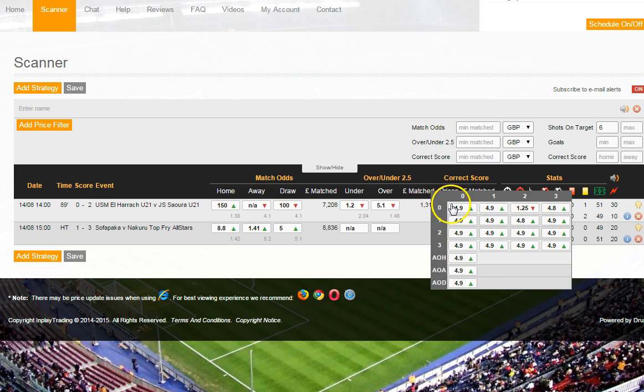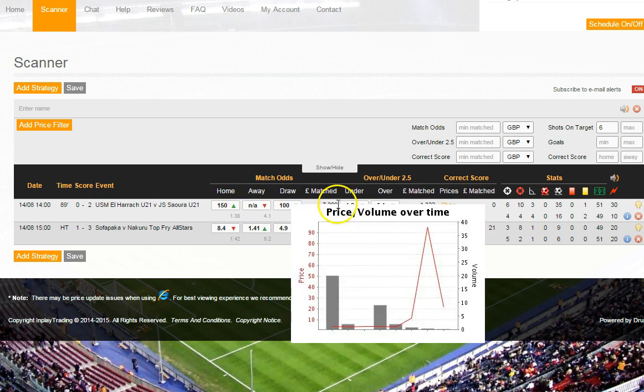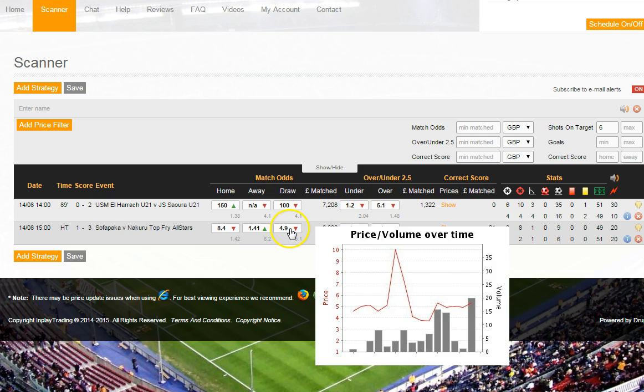So these are all on a live feed from Betfair. We can see whether the prices are going up and down, and if we hover over the prices we can see the current graphs and the price movements as the matches have been in play.